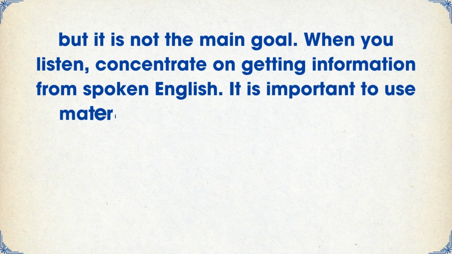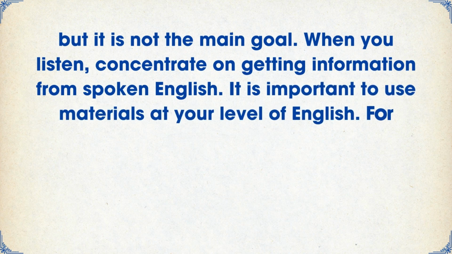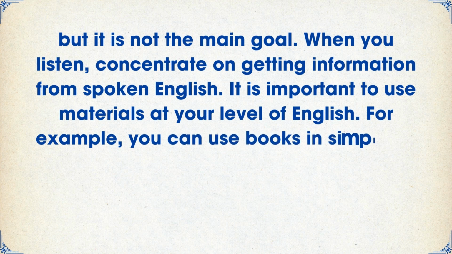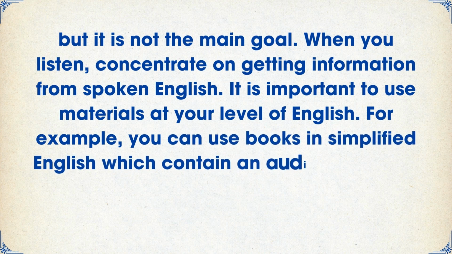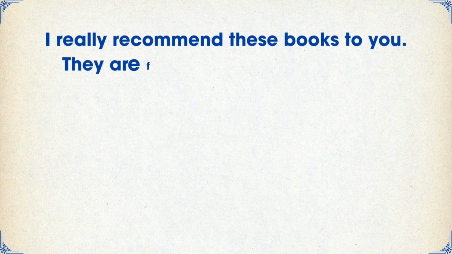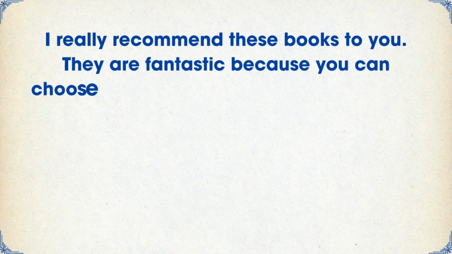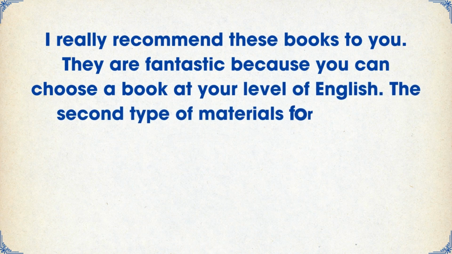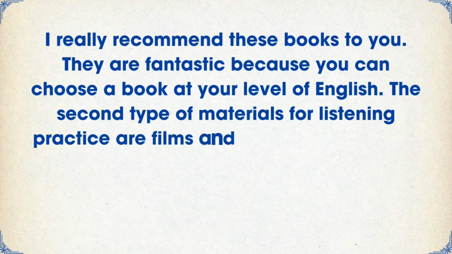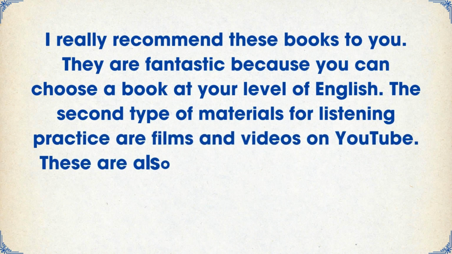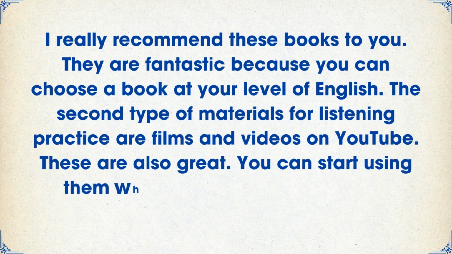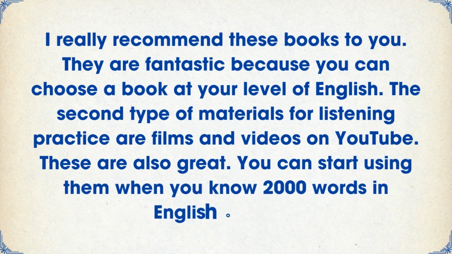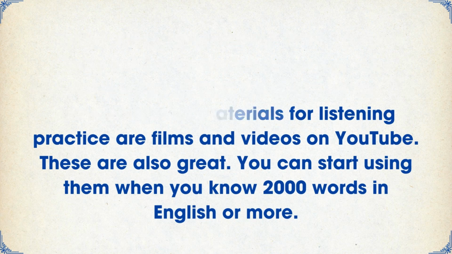When you listen, concentrate on getting information from spoken English. It is important to use materials at your level of English. For example, you can use books in simplified English which contain an audio recording. I really recommend these books to you. They are fantastic because you can choose a book at your level of English. The second type of materials for listening practice are films and videos on YouTube. These are also great. You can start using them when you know 2,000 words in English or more.